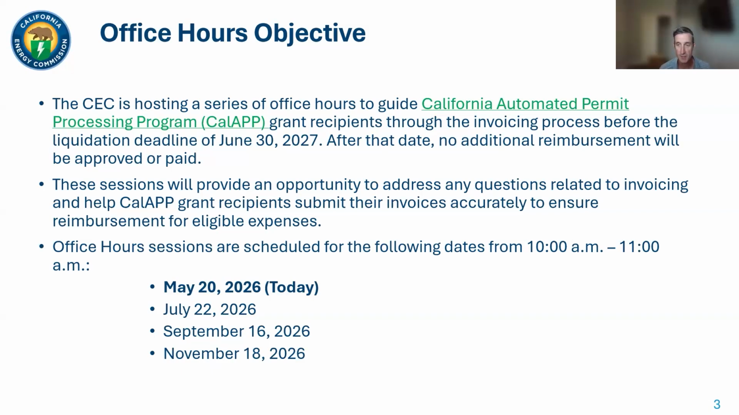Only jurisdictions that were awarded a CalAAP grant will be eligible for invoicing at this time. This is not a new funding opportunity. Please remember the liquidation deadline for CalAAP is June 30, 2027. Submit all invoices by April 30, 2027 at the latest to allow for adequate processing time. These sessions are a chance to ask questions and gain some guidance on submitting your CalAAP invoice. Please visit our CalAAP webpage for more info and answers to some of your questions.